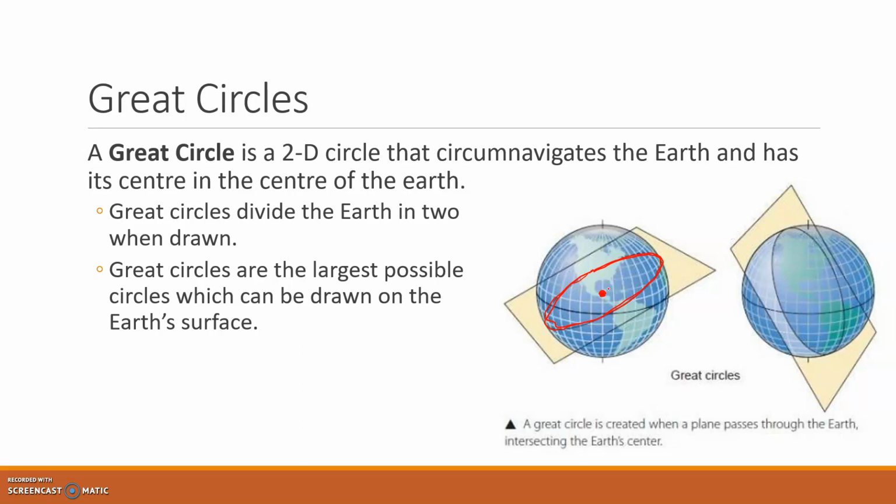Now, what that means is because they have the same center, the great circle I've drawn is one of the largest possible circles which can be drawn on the Earth's surface. And when I say one of, I mean it has the largest possible circumference of any circle that can be drawn on the Earth's surface, but it's one of them because this one here is also a great circle, drawn in a completely different location, but it also has that same circumference. So great circles are just the biggest possible circles you can draw on the Earth's surface.